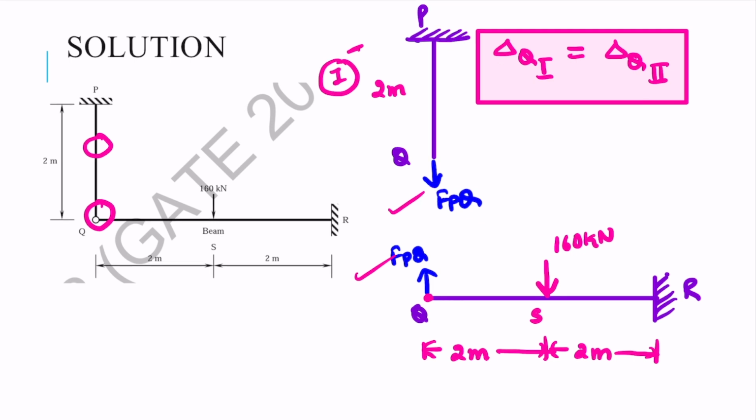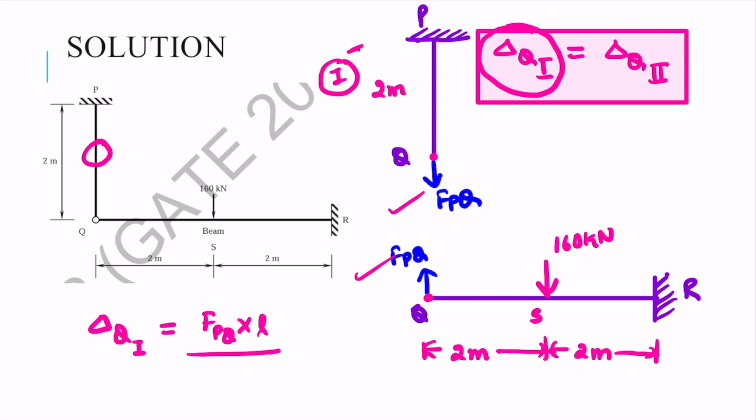Another important thing for this problem is that we need to neglect the axial deformations in this member PQ. Why? Since axial deformations are very small as compared to the flexural deformations, so we need to neglect them. Another reason for neglecting them is, if we find this delta Q1, the deformation of point Q in this first structure, the formula is PL by AE. That is, P here is FPQ, this length divided by AE.